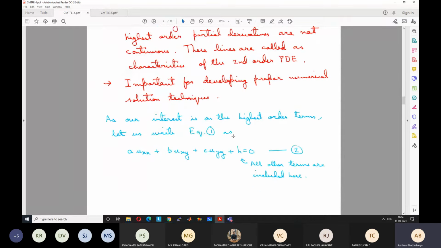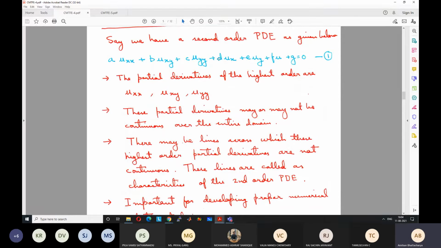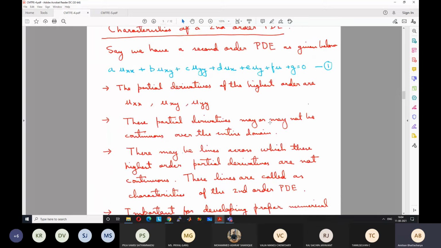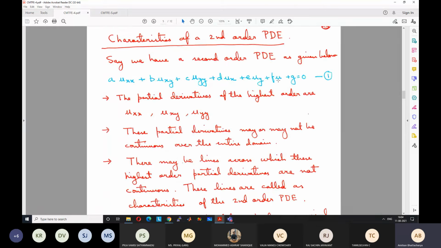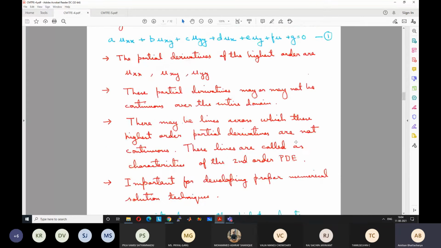Because our interest lies in the principal part, we will bundle all the other terms together in a single term. Let us call this h. All the other terms, this dux, uy, fu plus g, let us put together in h. So our equation can be written as auxx plus buxy plus cuyy plus h equal to 0, where h contains all the other terms which are not second order terms, which are not the principal part. Let us call this equation 2. The earlier equation is equation 1 for reference.